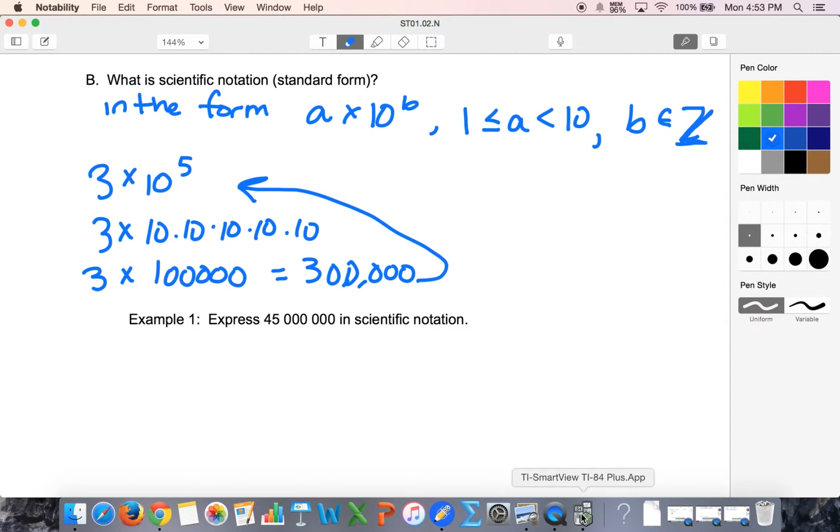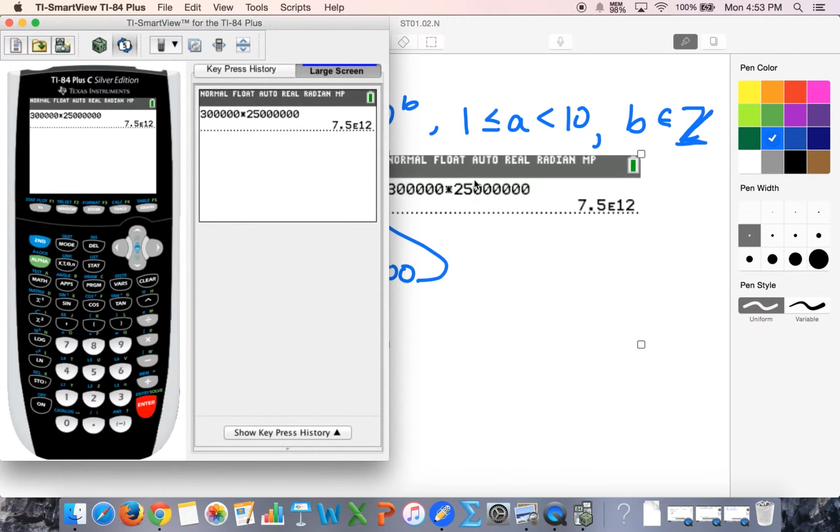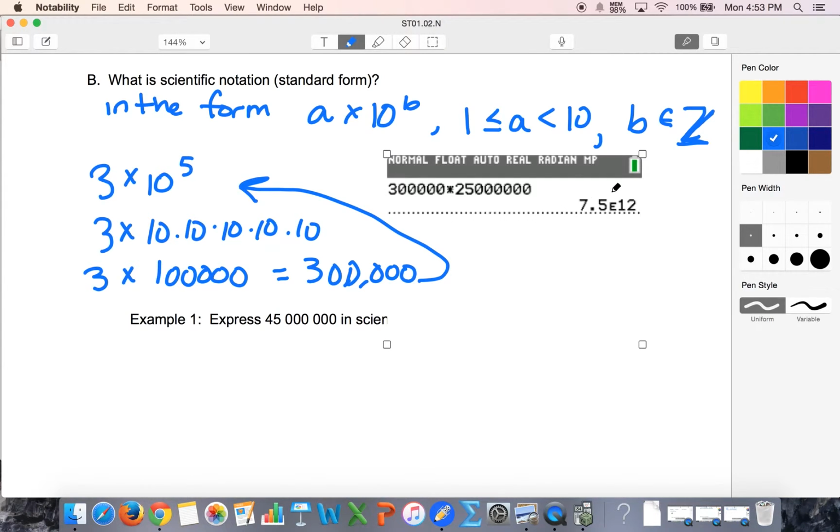Let's look at a really big one on our calculator and see what happens. So let's clear this off. Let's take our 300,000 and multiply it by a really big number. Let's say 25 million. So 1, 2, 3, 1, 2, 3 would give me 25 million. Let's see what happens. So our calculator has created scientific notation as well. Let's drag this over here. What we see is that our calculator has basically written scientific notation, except it got rid of the times 10 and just wrote the power.